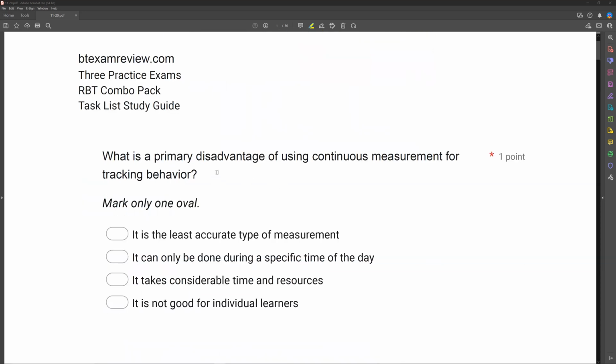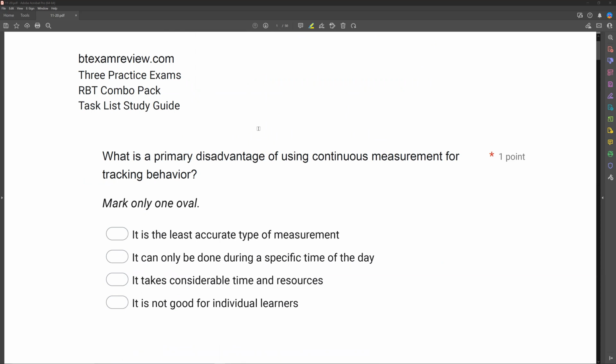Question 1. What is a primary disadvantage of using continuous measurement for tracking behavior? Think about the 3 main types of measurement you need to know as an RBT. We have to know continuous, discontinuous, and permanent product. What separates continuous measurement from the other 2 is that with continuous measurement, you are continually observing the behavior for as long as you're with the learner. So if you're with the learner for 3 hours, continuous measurement takes place over the course of 3 hours.